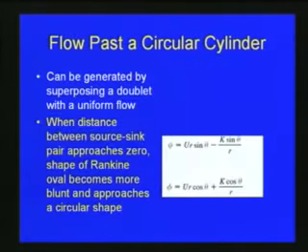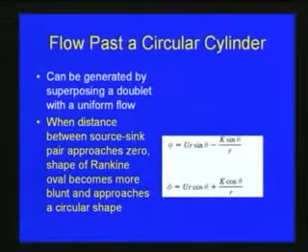Flow past a circular cylinder we can generate by superposition of a doublet with a uniform flow, which we have seen earlier. For this superposition, the stream function can be represented as psi is equal to u r sin theta minus k sin theta by r, and the velocity potential phi is equal to u r cos theta plus k cos theta by r.